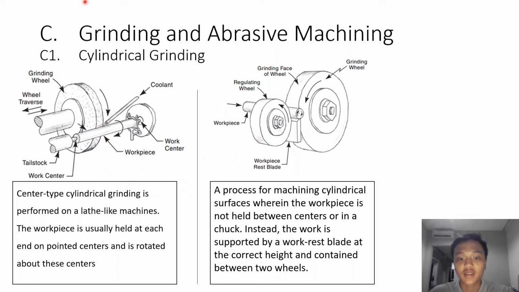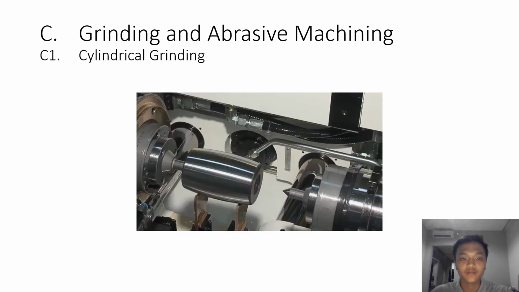Now this one is through-feed centerless grinding. Through-feed centerless grinding is a process for machining cylindrical surfaces wherein the workpiece is not held between centers or in a chuck. Instead, the work is supported by a work rest plate at the correct height and contained between two wheels.